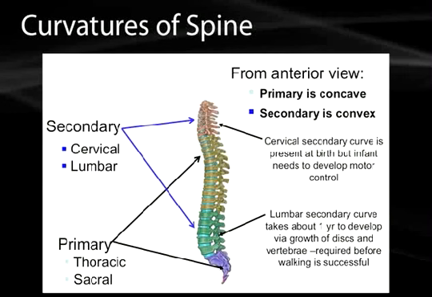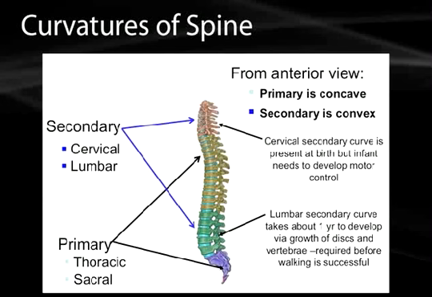So what are the curvatures? Well, the secondary curvatures are the curvatures that develop after the primaries. The cervical one is present at birth. It's just the musculature that needs to develop control of those large Charlie Brown heads that babies have so that they can look around their environment. The second curvature, which is in the lumbar region, is going to take a year to develop through the differential growth of the lumbar vertebrae.